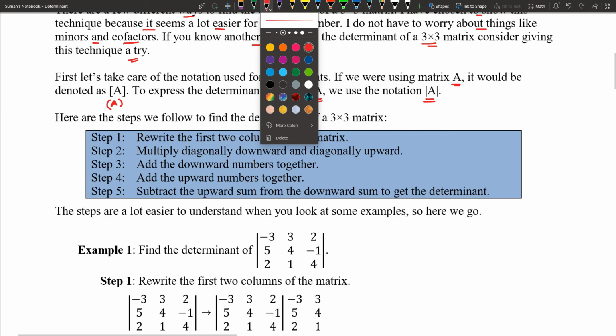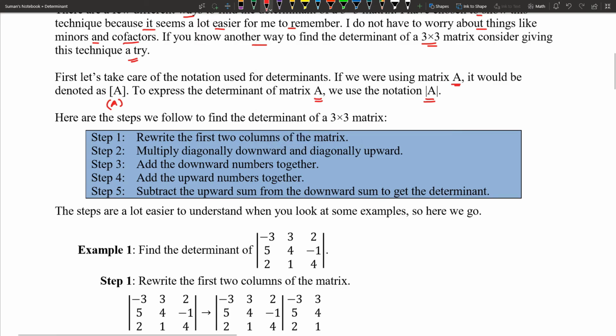So, what are the steps involved to find the determinant of a matrix? Step 1, we have to rewrite the first two columns of the matrix. Then step 2, multiply diagonally downward and diagonally upward. Then step 3, add the downward numbers together. Then step 4, add the upward numbers together. And then the final step, step 5, subtract the upward sum from the downward sum to get the determinant. Let's check all the steps with an example.